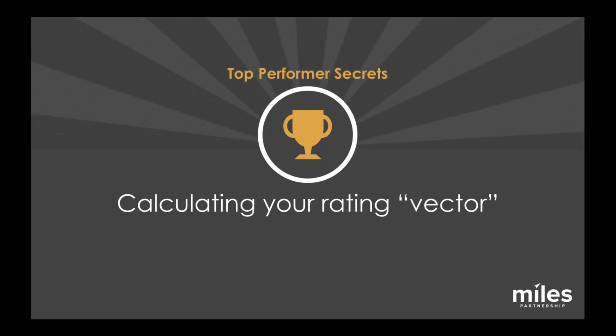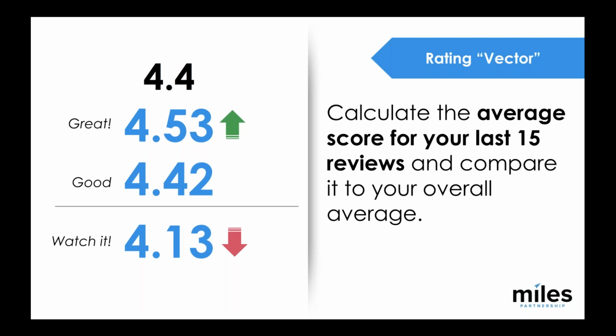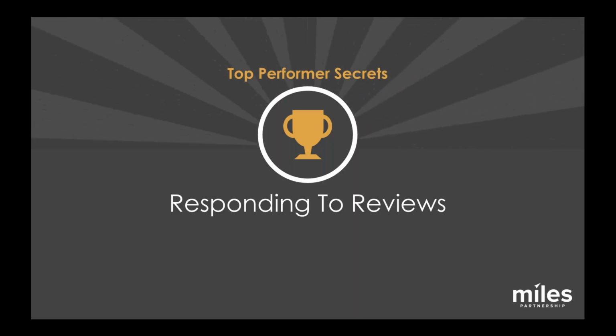So we've got a tip and trick here for calculating your rating vector and getting an idea of whether your vector is going up or going down. What we recommend is calculating your average score for the last 15 reviews posted, the most recent reviews on your profile, and then comparing it to your current rating. That should give you an idea of whether your rating is going to stay pretty much the same, go up, or go down. If it's going down, that's a good indicator to start really encouraging positive reviews, because you don't want that score to drastically drop, as that can affect how your business profile shows within Google.